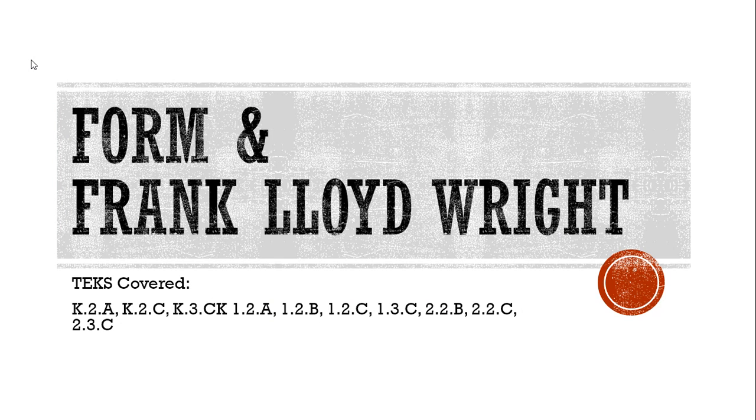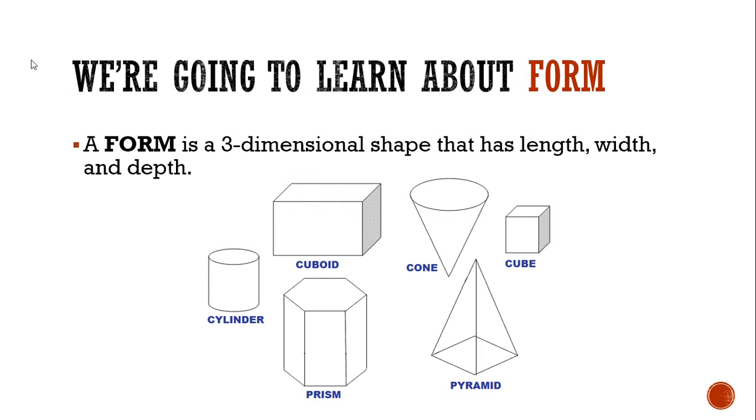Hello, students. This week we are going to learn about form and Frank Lloyd Wright. A form is a three-dimensional shape that has length, width, and depth. A form is different from a shape, which is just two-dimensional and flat.